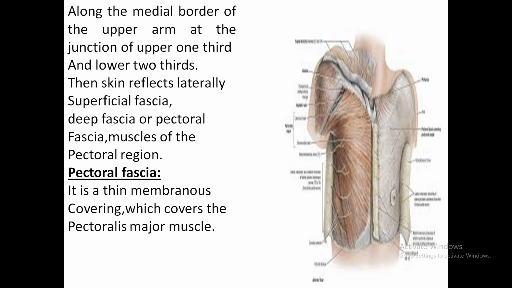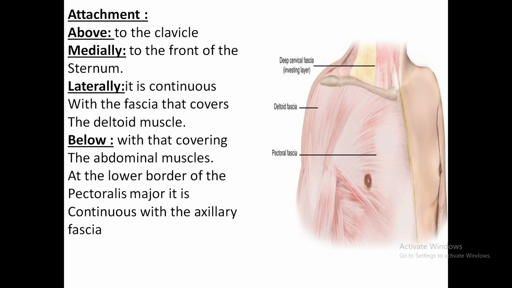Pectoral fascia. It is a thin membranous covering which covers the pectoralis major muscle. This is the pectoralis major, and the fascia covering the pectoralis major. This is the pectoral fascia. Attachment. The pectoral fascia above is attached to the clavicle, medially to the front of the sternum, and laterally it is continuous with the fascia that covers the deltoid muscle.